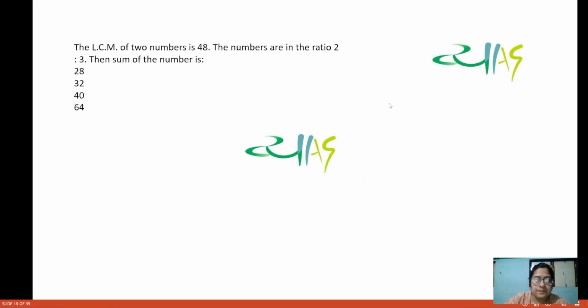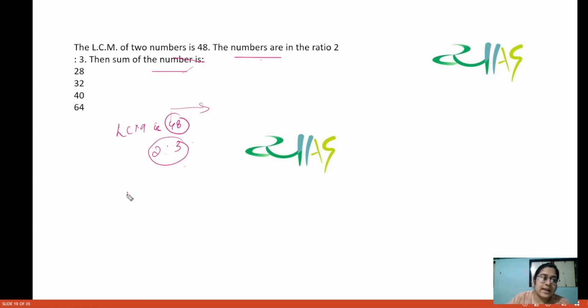Now let's move forward. Look at this question. The LCM of two numbers is 48. The numbers are in the ratio 2 is to 3. The sum of the numbers is?